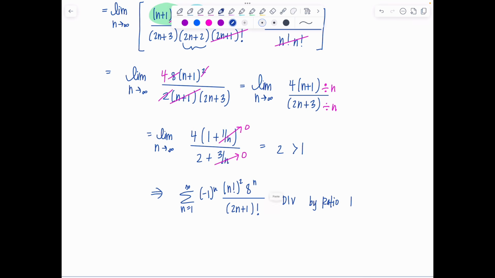And we're done. We don't have to do AST to check for conditional convergence. It's a no. Ratio test, root test, all or nothing. They either converge absolutely or they diverge. I love it. Don't you love it?